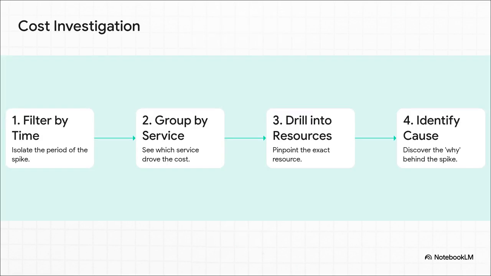The whole process is basically like a funnel. It's designed to help you narrow things down super fast. So you start broad, right? You filter down to the exact time the spike happened. Then you group by service to see which category was the problem. Was it VMs, storage, something else? From there, you can drill down to the specific resource that went rogue, and finally, figure out the why.